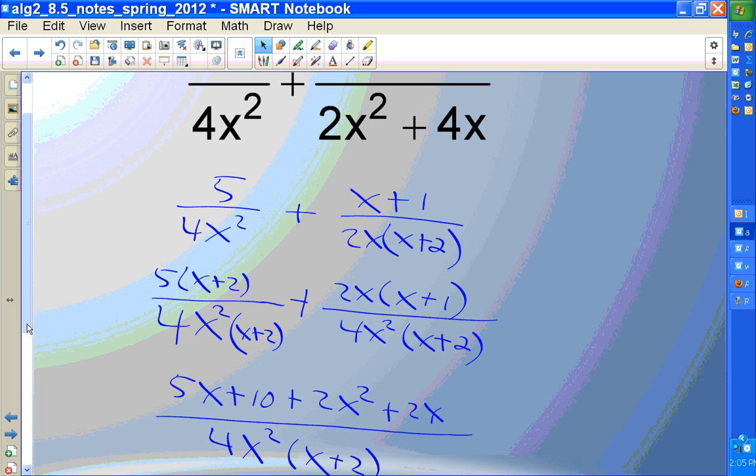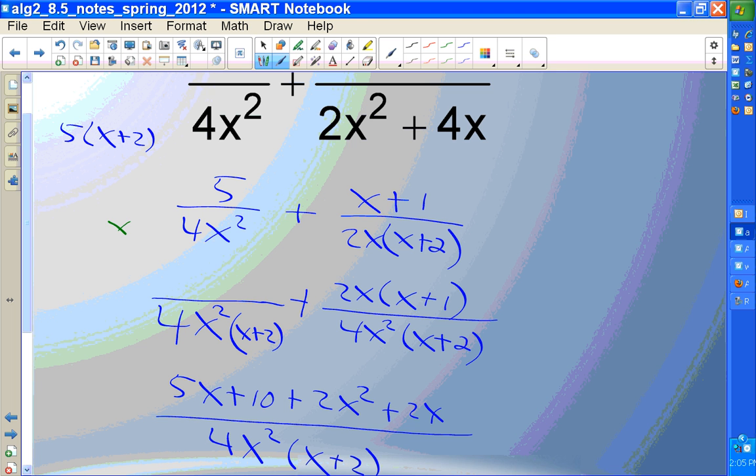What's the LCD? I want to know if you can find the LCD. It is 4x squared times x plus 2. Do you get how that came to be? If we eliminate this, what do you do to 4x squared to turn it into the LCD?